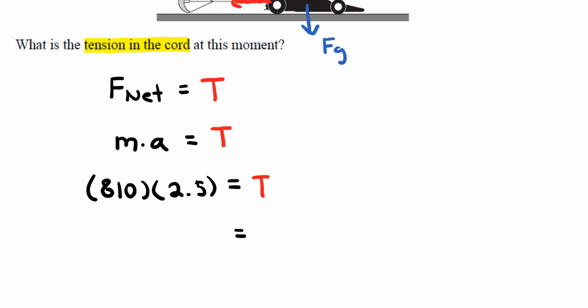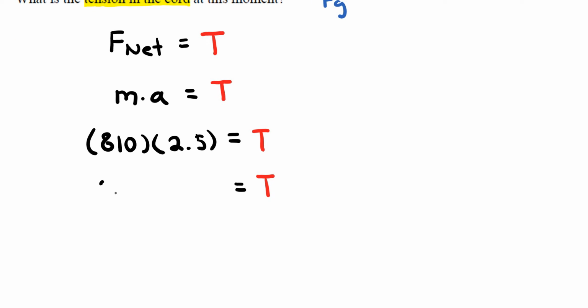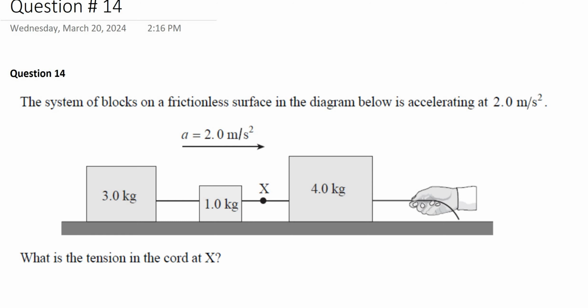And once we calculate this, going to a calculator here, the tension is roughly 2,025 newtons. So a fairly simple problem for this question here. Just make sure you draw the right free body diagram and create your F net equation there. Okay, let's take a look at another problem with a few more strings now.